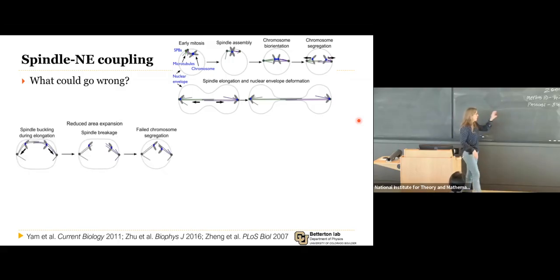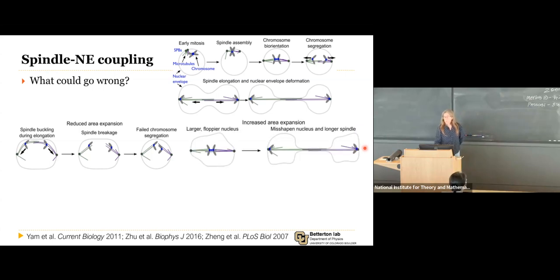So I just showed you this one. If you reduce the area expansion force from the nuclear envelope, we think it can cause the spindle to buckle and break, and that can cause a failure of chromosome segregation. It's possible to go the other direction, too. You can perturb fatty acid synthesis pathways in a direction that leads to overproliferation, too many lipids.